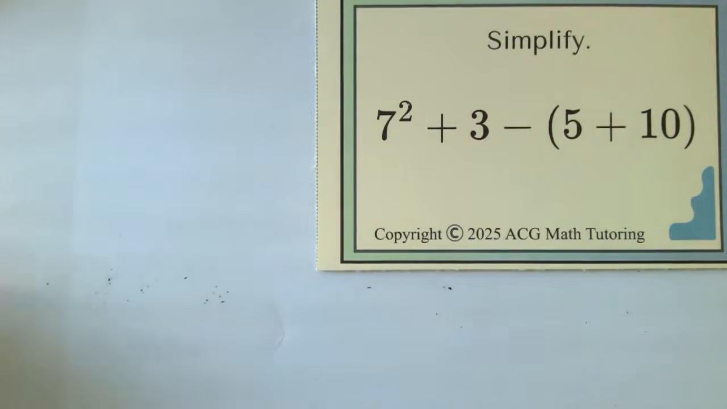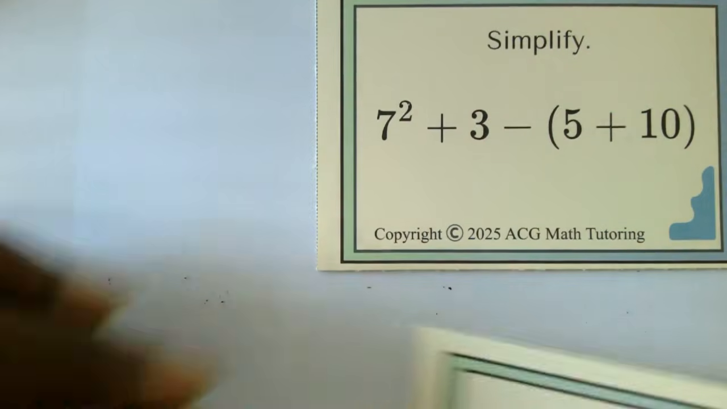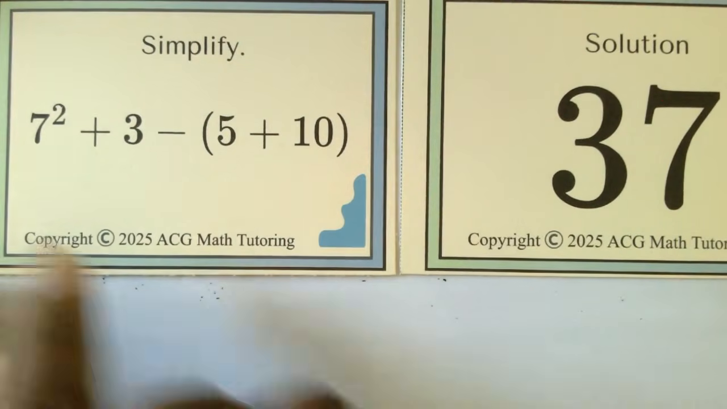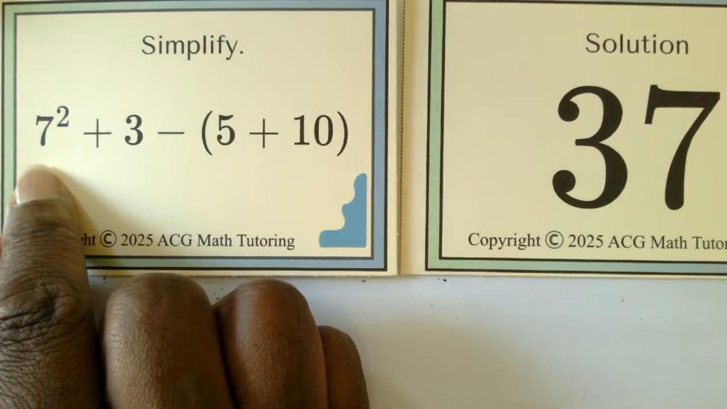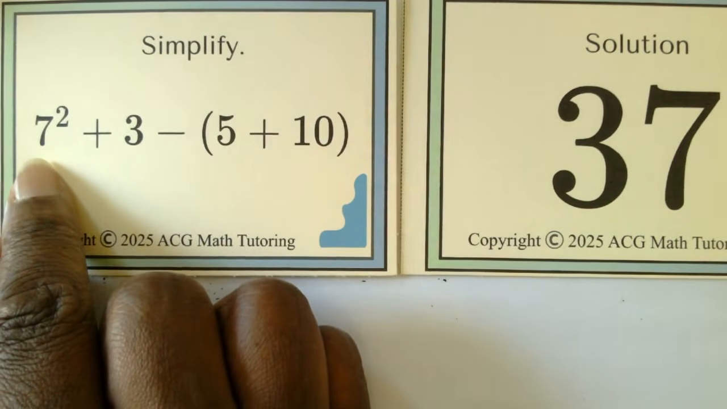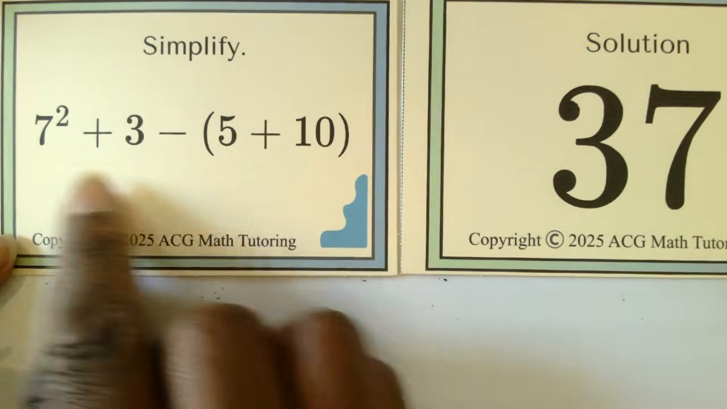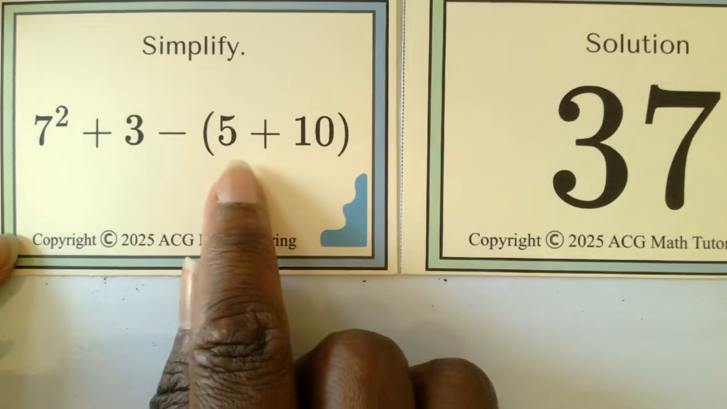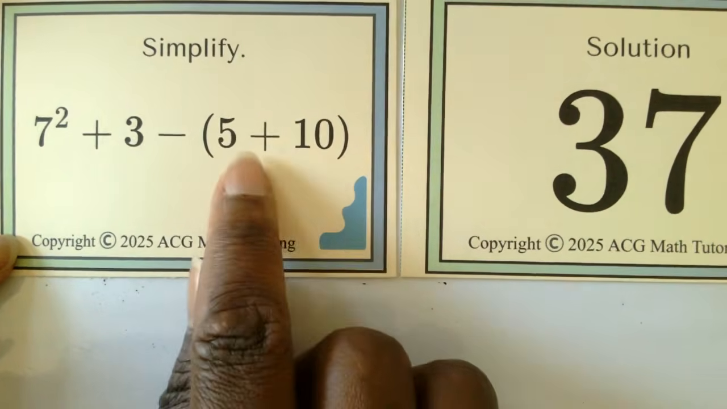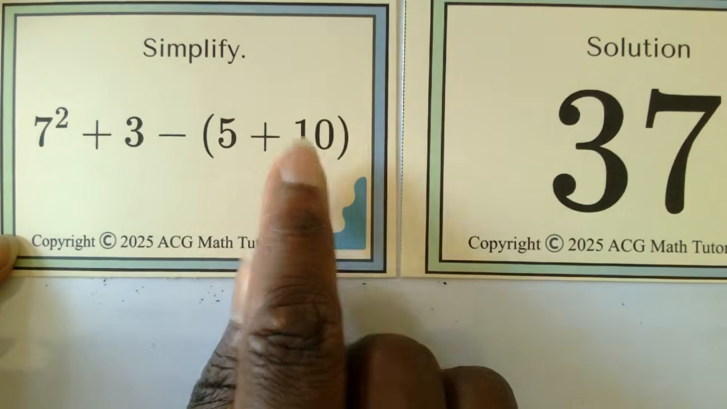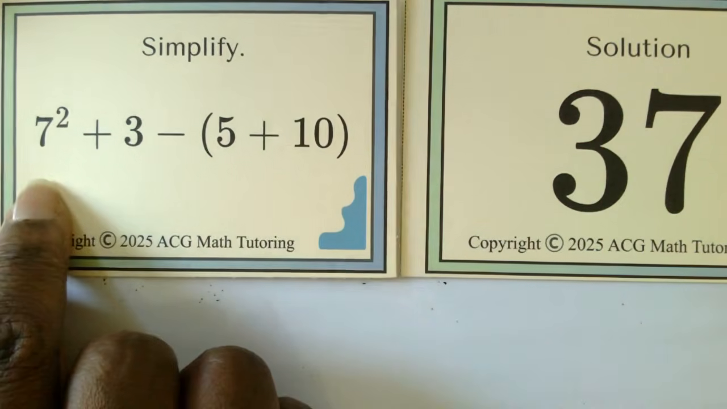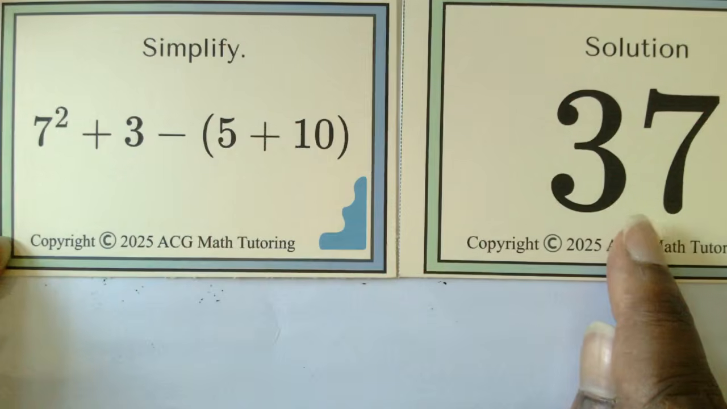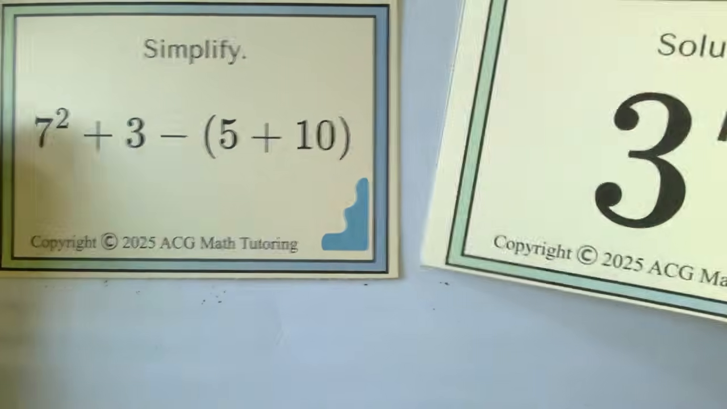Tuana? Alright, so we do have our answer of 37. Good job, guys. Alright, so 7 squared is not 7 times 2, so this gives us our 49. So then we have our 49 and our 3. Okay, minus what's happening inside this parenthesis gives me 5 plus 10, so that's our 15. So you got your 49 plus 3 minus 15 will give us our 37. Excellent. Good job, sweet one.